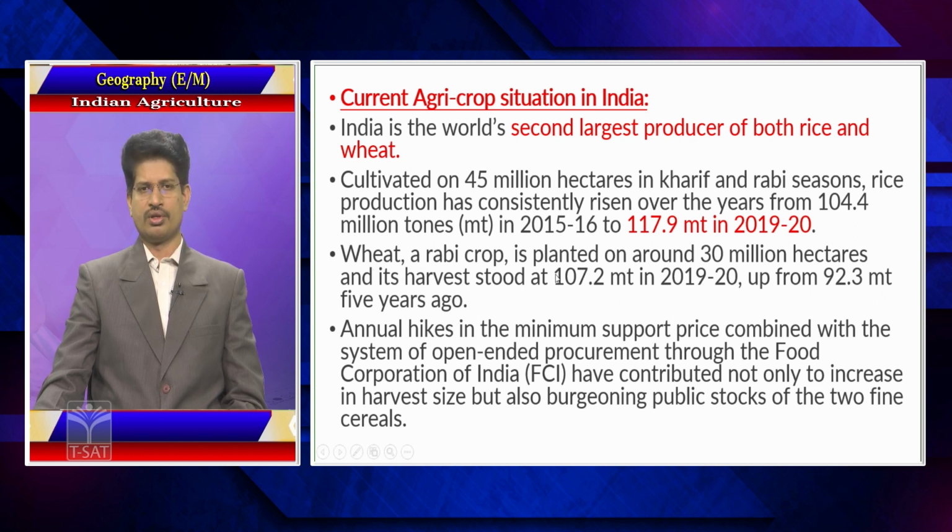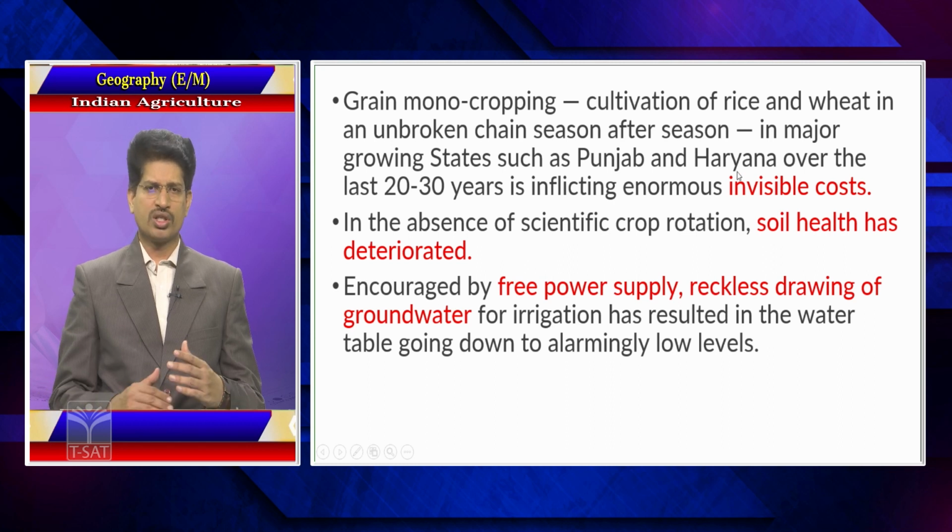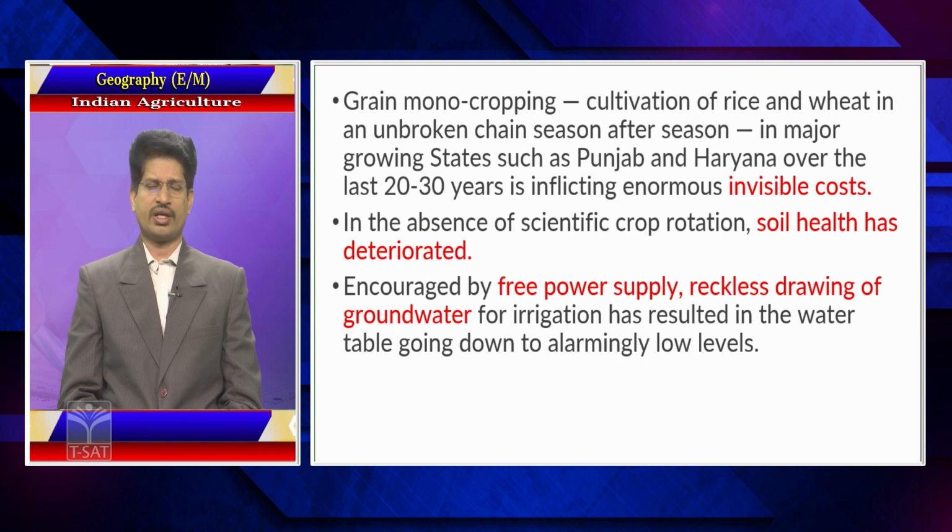Wheat, a rabi crop, is planted around 30 million hectares, and its harvest stood around 107 million tons in 2019-20, up from 92 million tons 5 years ago. So in terms of the millions of tons of wheat and rice being produced, you must be able to compare. But in the case of Indian agriculture, in this process of cultivation, there is an increase in invisible costs. For example, because of improper methods of agriculture, intense use of chemical pesticides and fertilizers kills the essential microbial biota in the soil, leading to increasing use of chemical fertilizers, increasing the cost, and destroying the quality of the soil. This is a drawback in the method of agriculture being adopted by us.